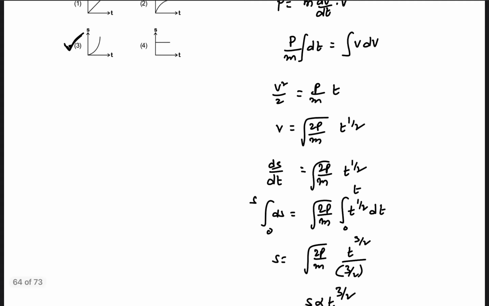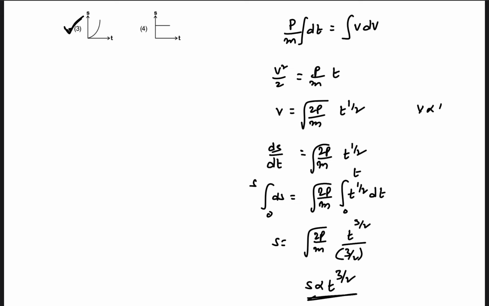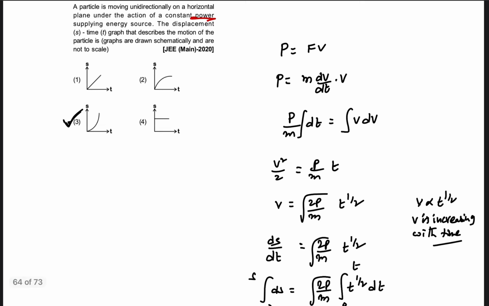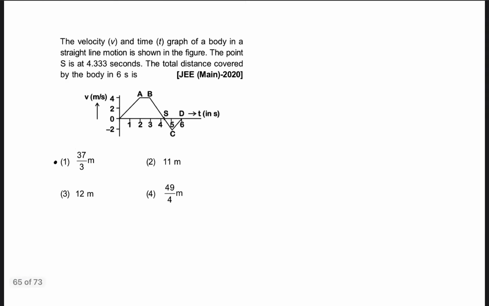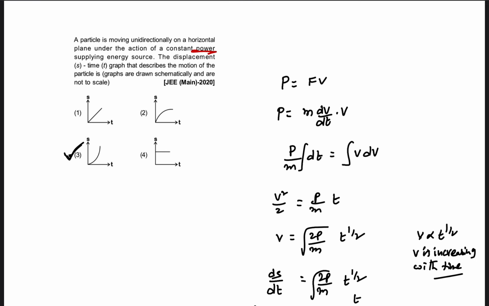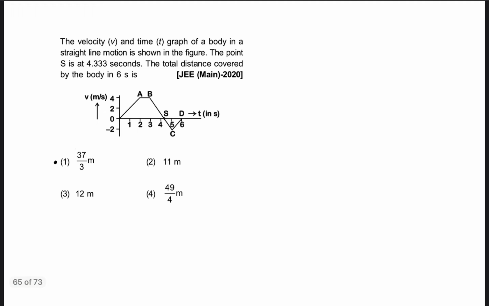So it is not a decreasing speed type, as speed is also proportional to t to the power of 1 by 2. v is increasing with time. If it is increasing with time, we will get an upward parabola. If decreasing with time, then we will get a downward parabola. You check that last question. The third option is the correct option.